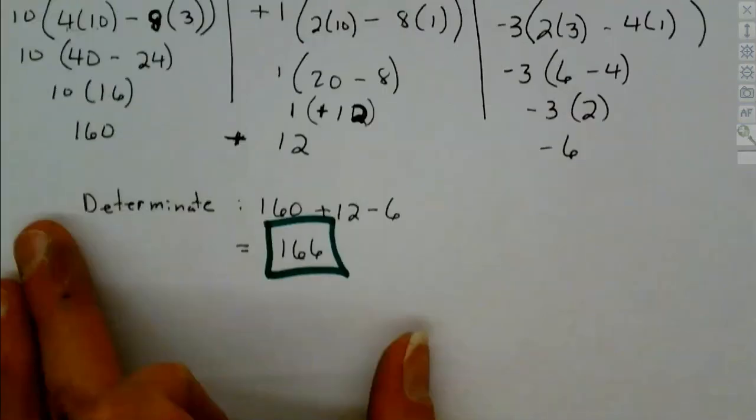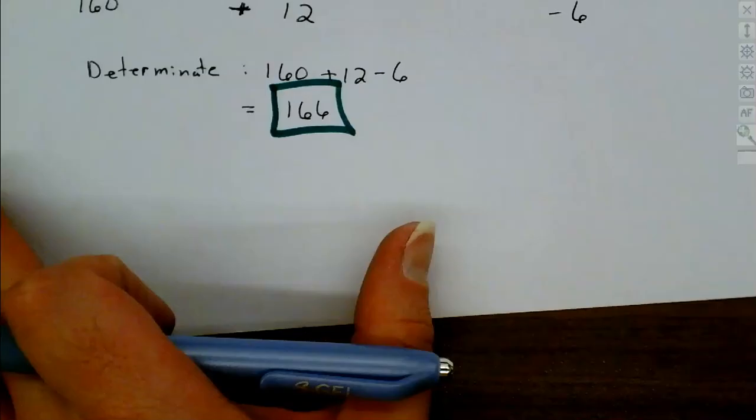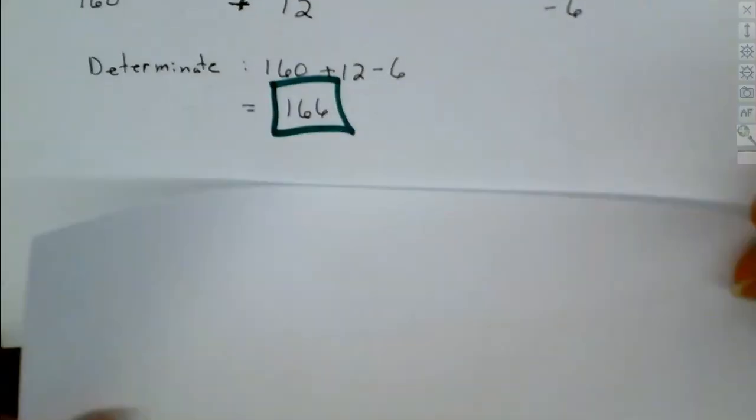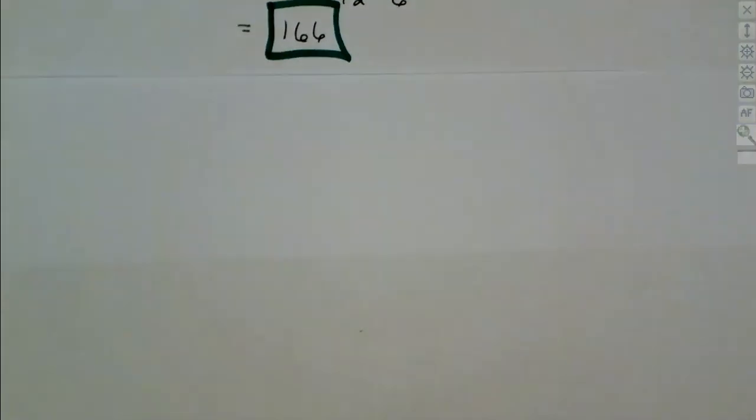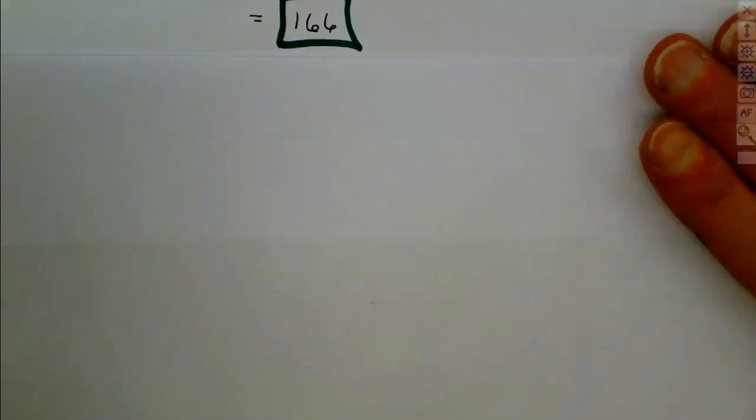Okay, so let's do another one. One more. And we'll see how much time we have left. But we may not be able to get to the Cramer's rule for the 3 variables today. We may have to do that on Tuesday. But I want to do one more determinant.